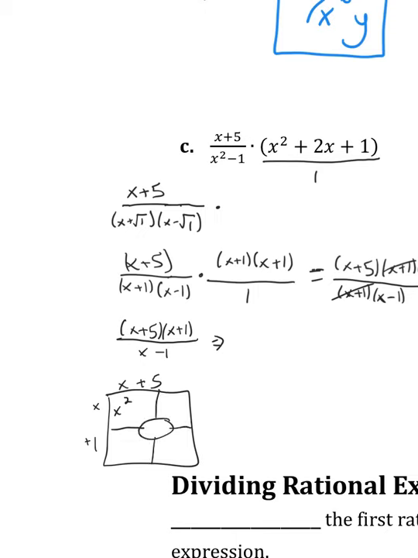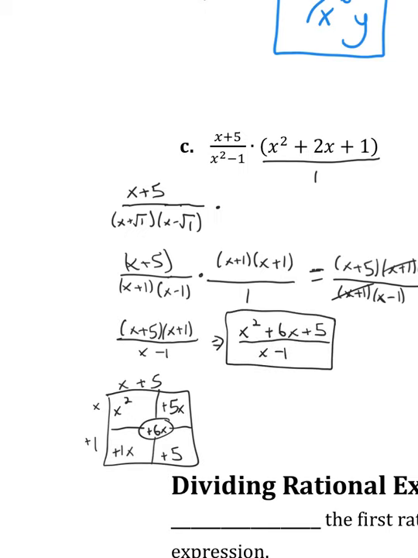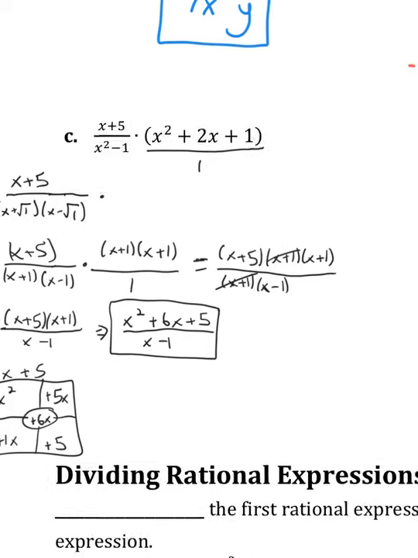And we end up getting an x squared there, a plus 5x there, a plus 1x there, and a plus 5 there. That gives us a positive 6x in the middle. x squared plus 6x plus 5 over x minus 1, and that's the most simplified this is going to get right here. All right, that's the answer for part C.